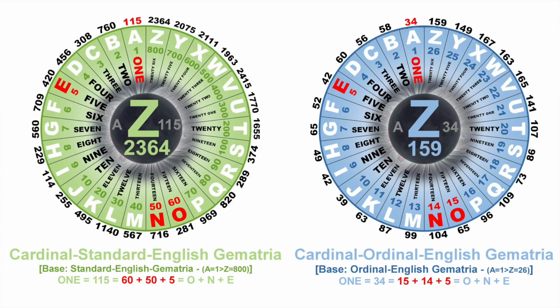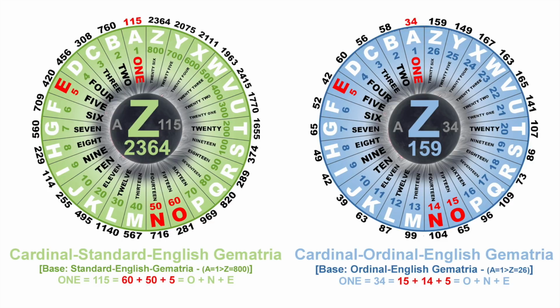For Cardinal Ordinal English Gematria, the number 1 has a value of 34, since the letters O, N and E that spell the word one have the values 15, 14 and 5 respectively, which, if added together, total 34. Since A is the letter that corresponds to the number 1, it then has a value of 34.